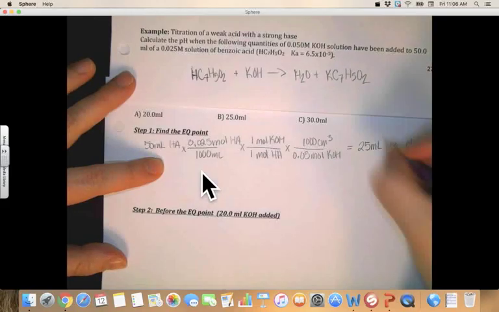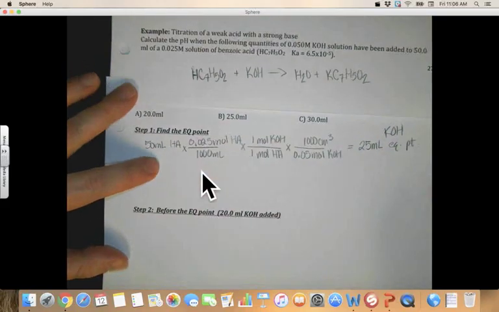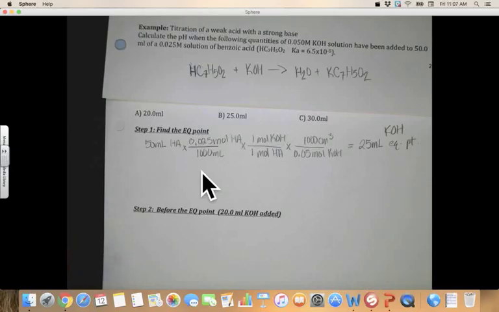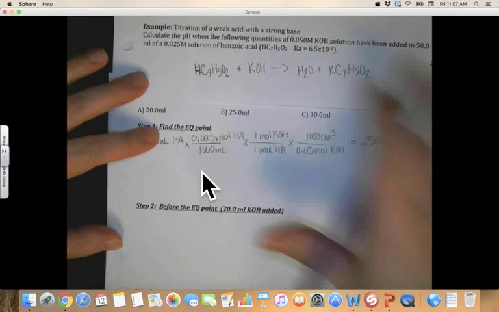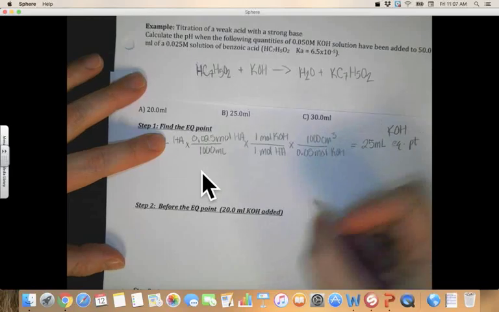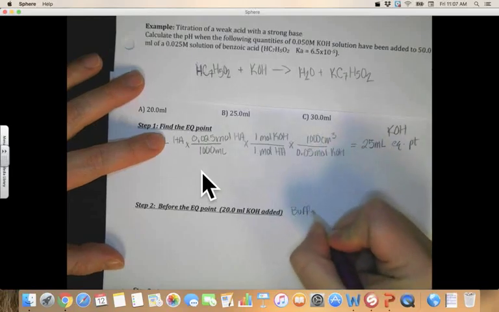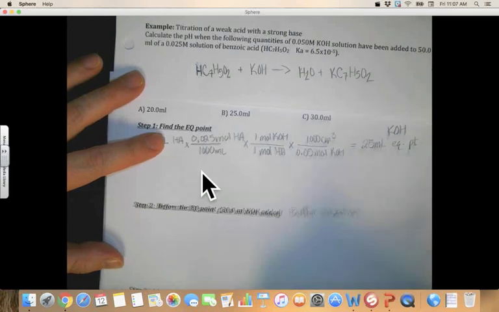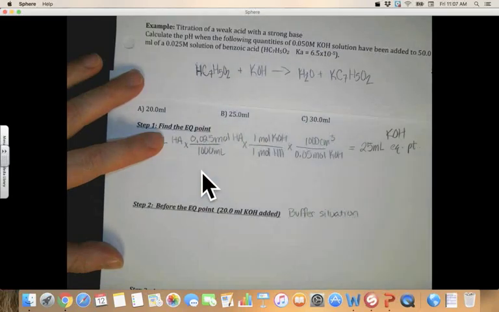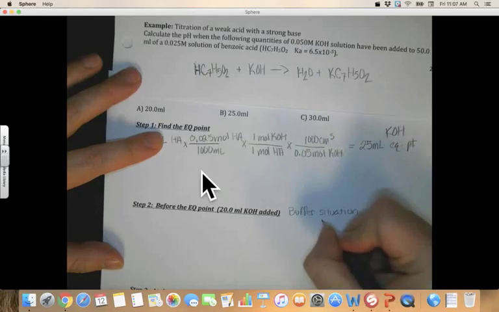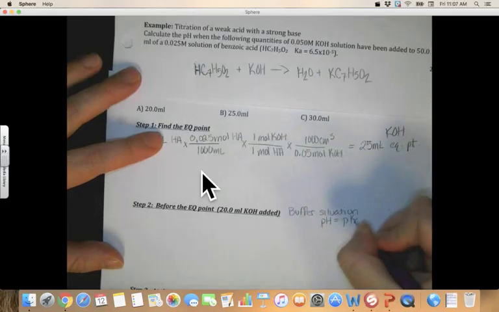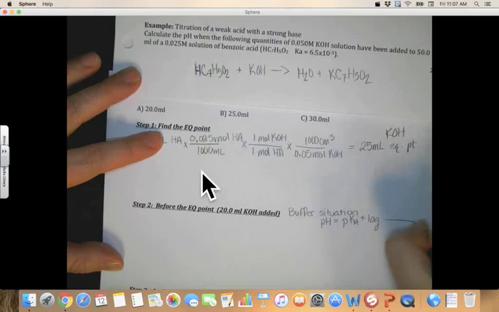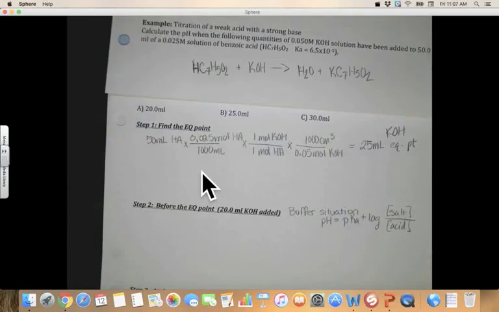All right, so we know this, but we're going to go in chronological order. We're going to start with our 20 milliliters of KOH. Okay, so at this point, we have a buffer situation. Because we have our acid, and then we have some of the acid that's reacted to form the salt, the potassium benzoate. So our pH is going to equal pKa plus log of the concentration of salt over the concentration of the acid that's remaining.